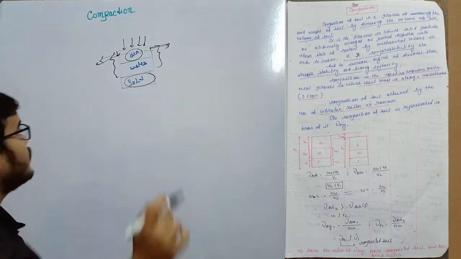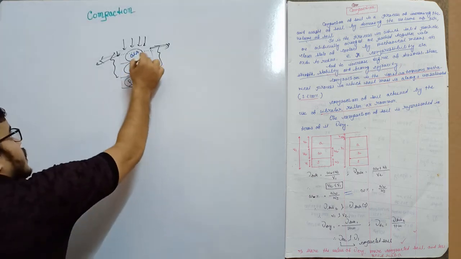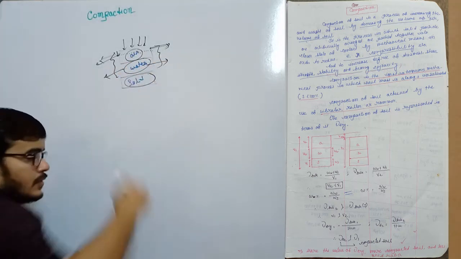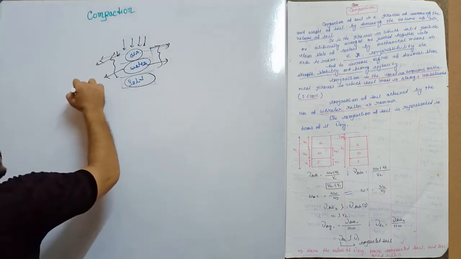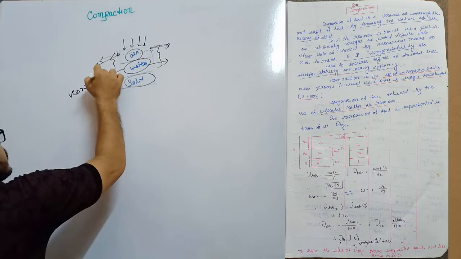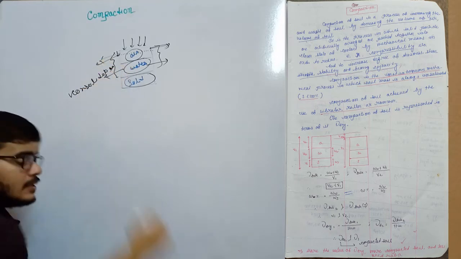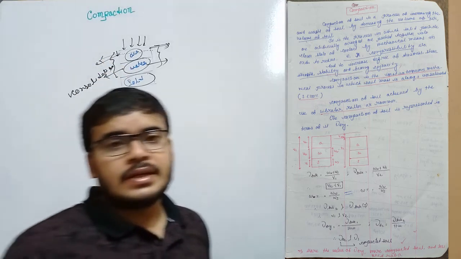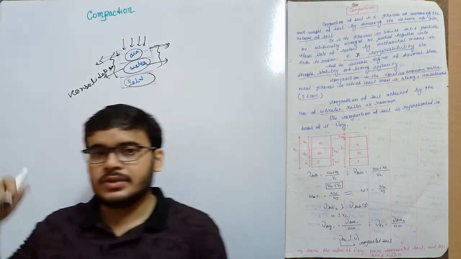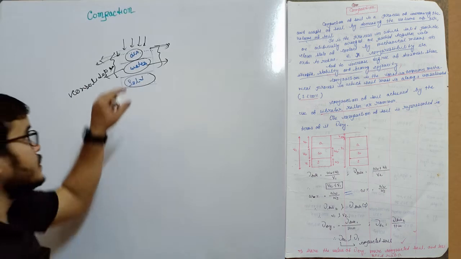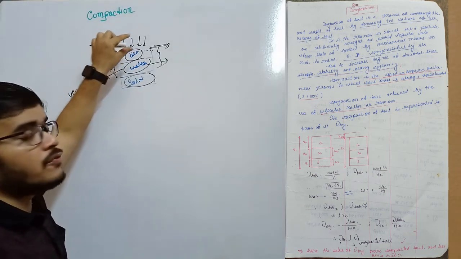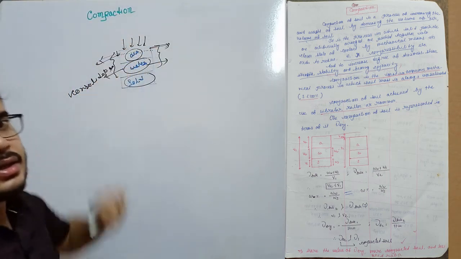Another variable term is water. When water starts being removed by applying load, the process is called consolidation. I will cover this chapter in my next lecture, and today I will cover compaction. So compaction means removal of air by applying load.